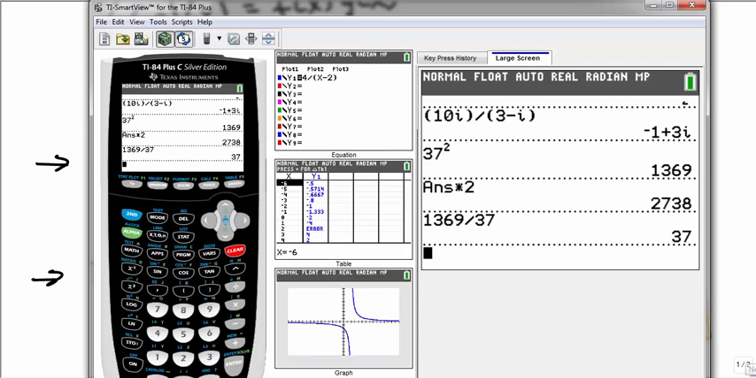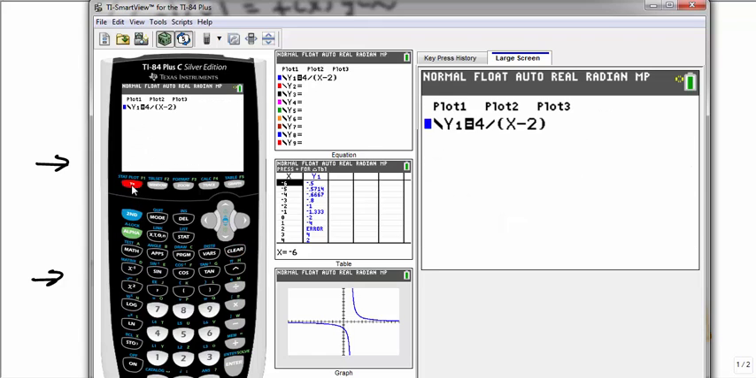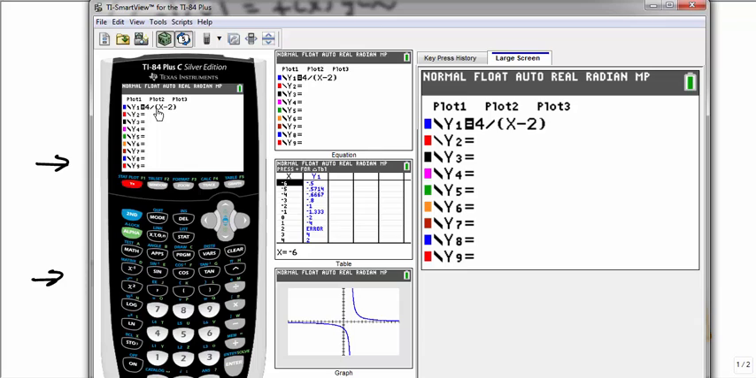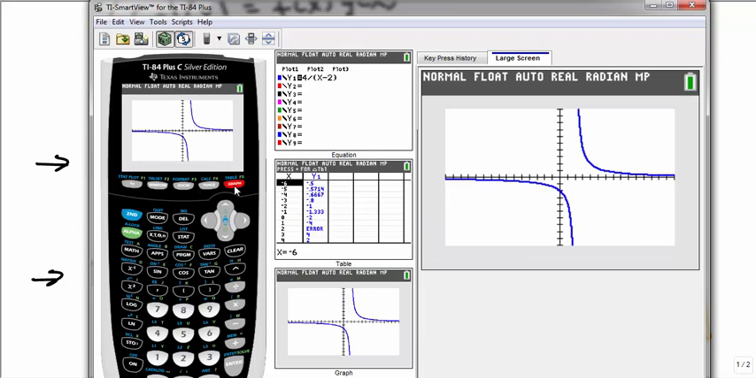So if we were to look at the function 4 over x minus 2 and graph it, we'd hit y equal, and then we'd have 4 divided by, like we do over here, but we have to make sure we have a parentheses around the entire denominator, x minus 2. And let's go ahead and hit graph. And then we can see in our graph, this graph is continuous here, and remember domain are my x values. It's continuous here, but there's this gap right here, and it looks like it's around 0, 1, 2, 3, around in here.